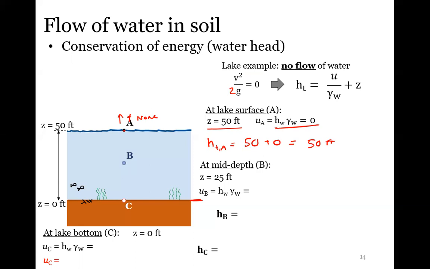So let's look at the mid-depth layer. Our pressure head is equal to the height of water above it. So how much pressure of water is above that point? There's 25 feet above us, and we multiply it by the density of water, which is 62.4 pounds per cubic foot. And that is equal to 1560 pounds per square foot.